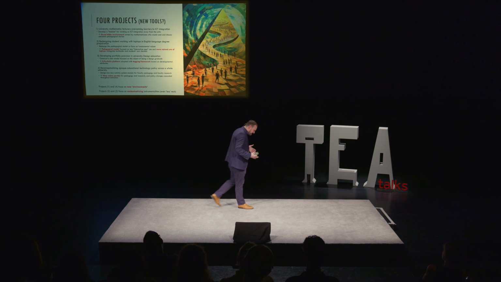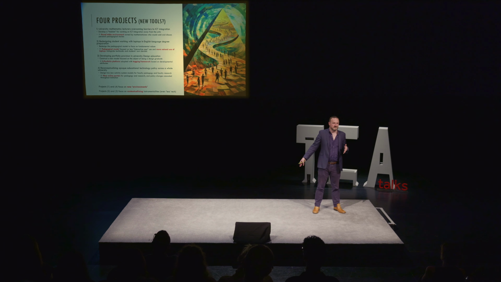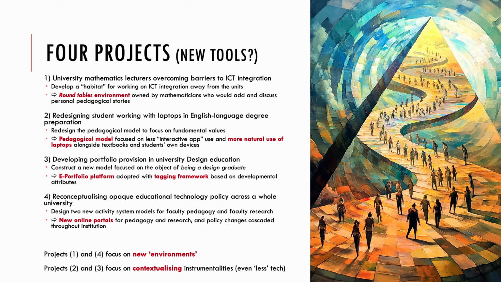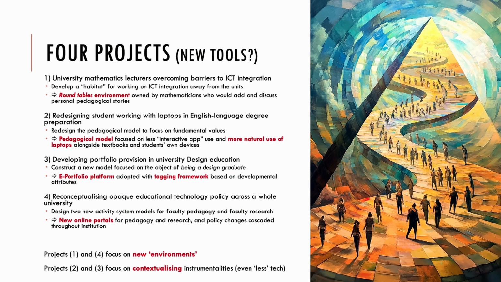So tools were developed. I cherry-picked these projects because they develop tools. Many change laboratory projects in the end don't develop tools. These did. So the one about the university maths lecturers, they developed a habitat which was partly an online space where mathematics lecturers could share their stories. The second project involved developing actually a pedagogical model, which included the laptops alongside many other things. The portfolio one involved using an off-the-shelf e-portfolio tool, which is not that innovative, alongside a tagging system which is built on the developmental profile of being a design graduate rather than showing us how good you are now. Developmental tagging. And the fourth project involved building an entire new online portal.